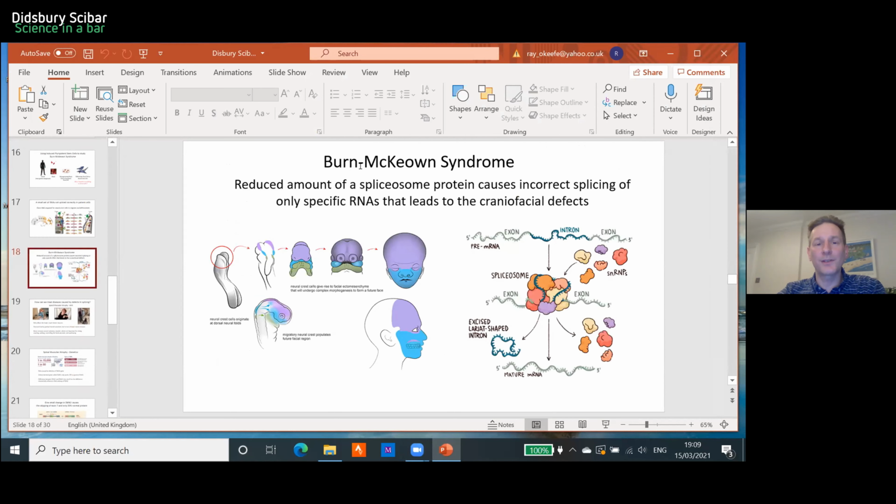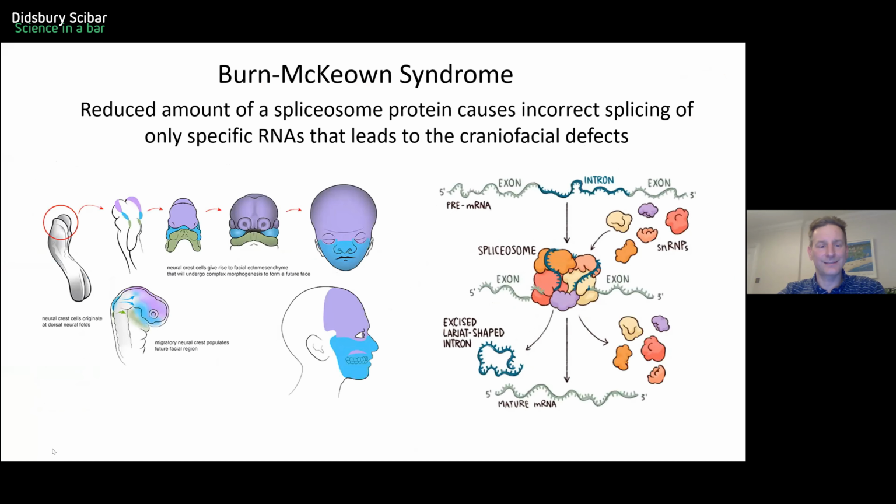So with Burn-McEwen syndrome, I've talked on a bit too much here, but the reduced amount of a spliceosome protein causes incorrect splicing of only a specific subset of RNAs. And that leads to these craniofacial defects.